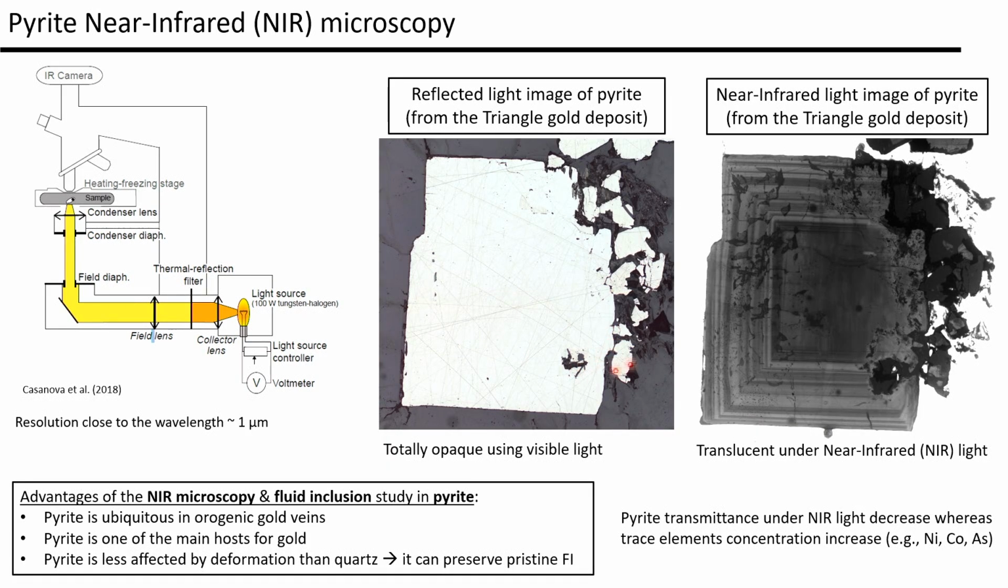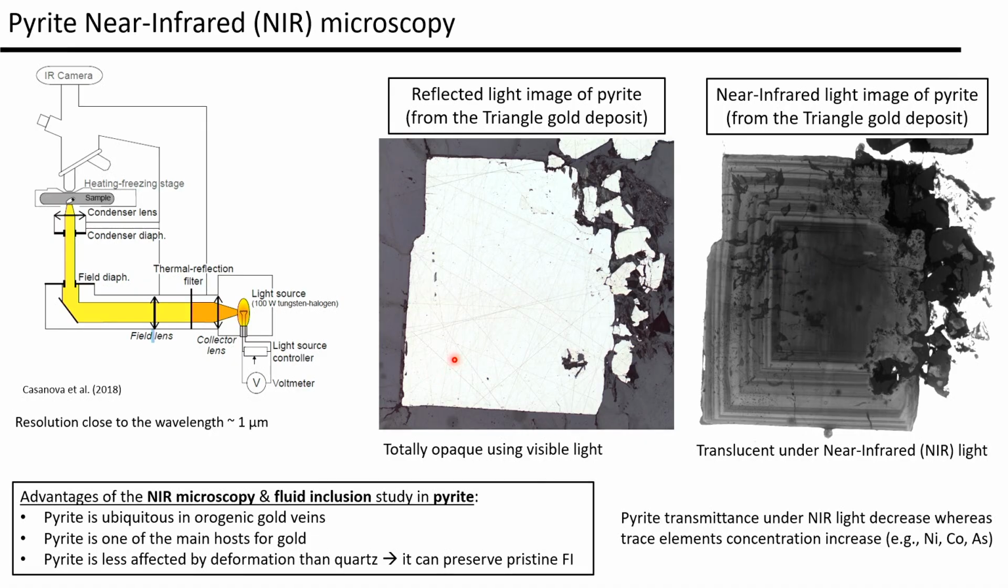Some of the opaque minerals, such as pyrite, let near-infrared light pass, meaning that they appear translucent at those wavelengths. The pyrite transmittance is directly related to the pyrite trace element content and the thickness of the sample, and it allows us to determine the texture and fluid inclusions in pyrite. So here you have an example of a pyrite under near-infrared, and here under reflected light.